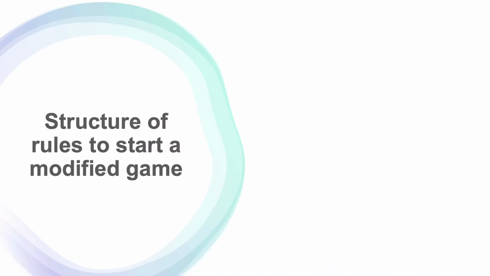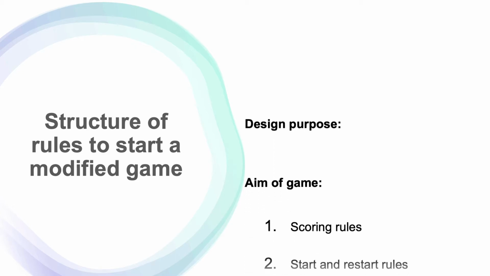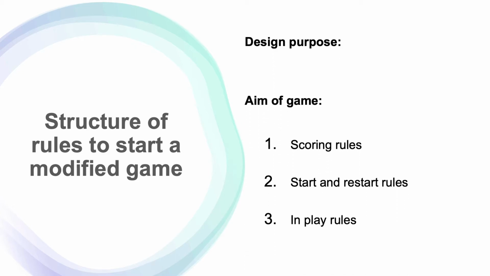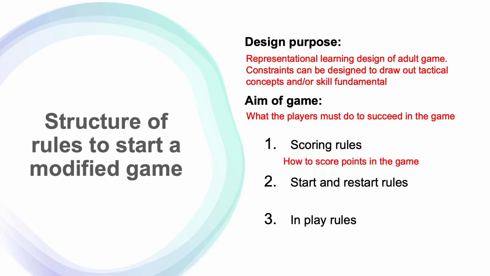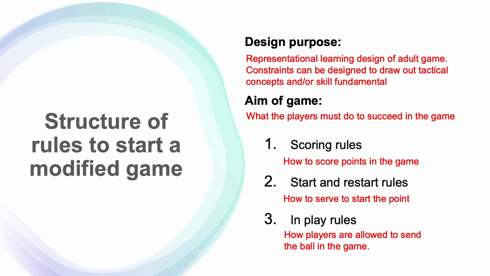Structure of rules to start a modified game. Games should be developed with the following structure to make it easy to explain and to allow the coach to change aspects of the structure in order to promote desired skill and tactical learning. So for design purposes, representational design based on the adult game, where constraints can be designed in order to draw out tactical concepts or skill fundamentals. The aim of the game, what the players must do in order to succeed in the game, how to score points in that particular game, how to serve to start the point, and then any in-play rules that are needed for how players are allowed to send the ball to keep it in play.